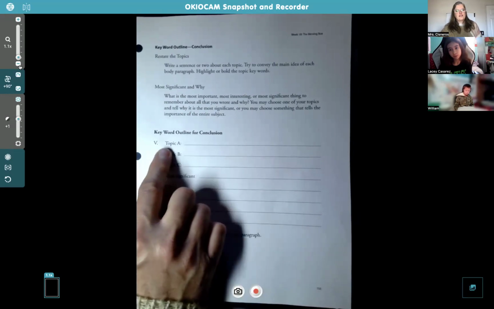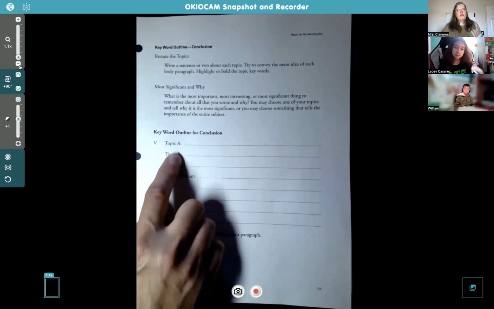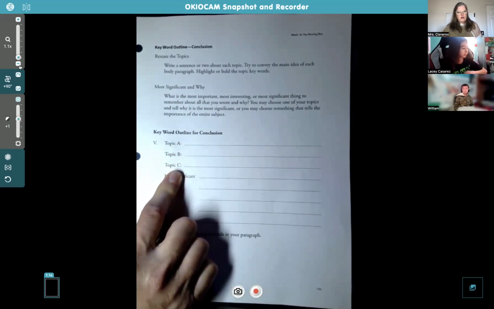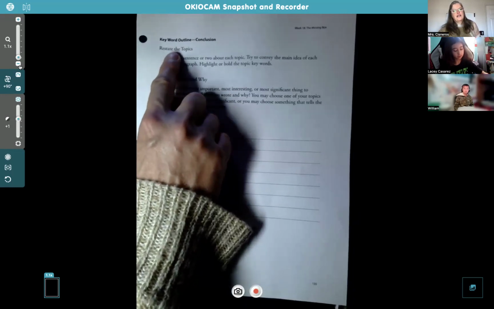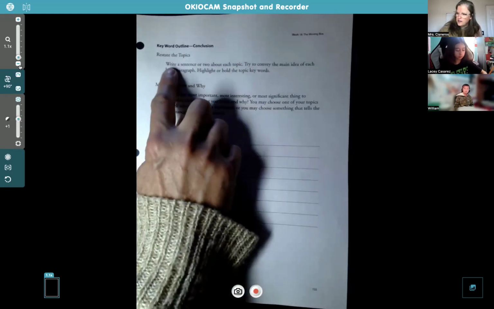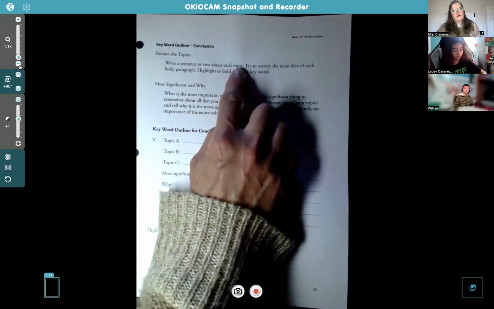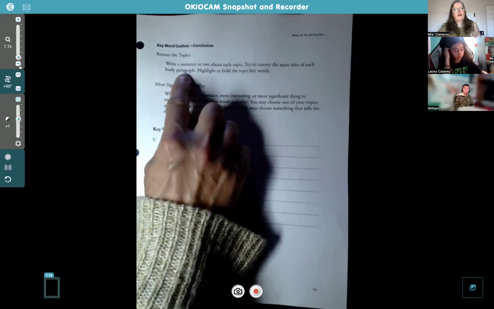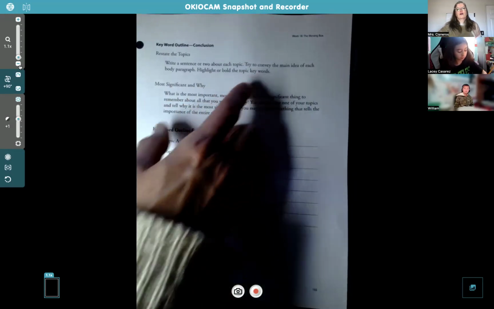But you're going to notice it says topic A, topic B, and topic C. And these are the topics of your 3 body paragraphs. That's what that means. So looking at the top of this page here, do you see where it says restate the topics? It says write a sentence or 2 about each topic. Try to convey the main idea of each body paragraph. Highlight or bold the topic key words.